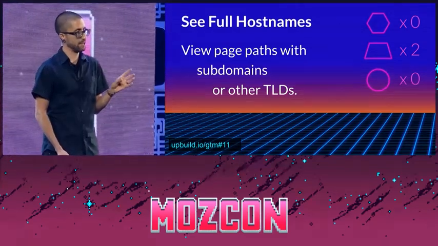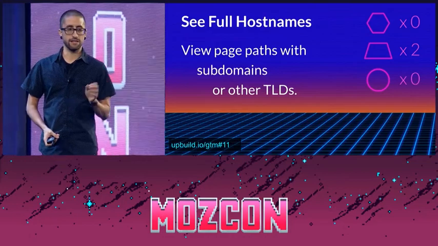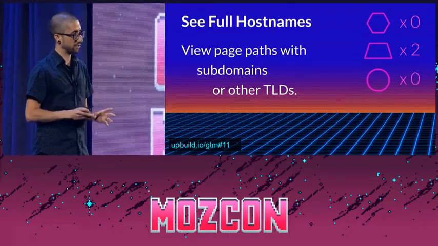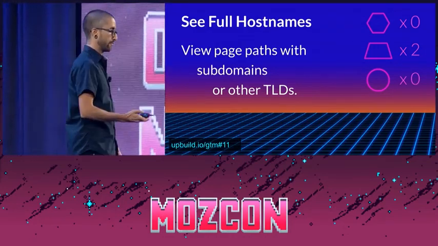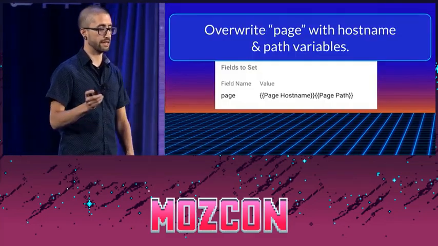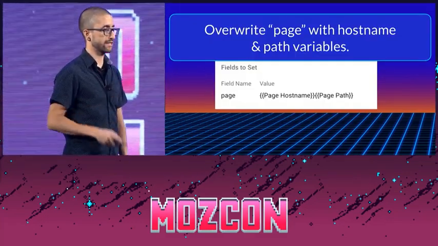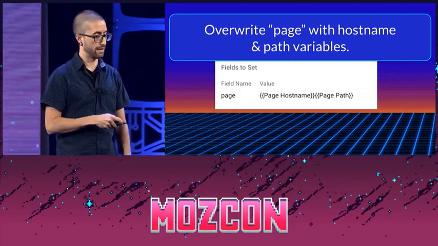So you'll actually see www.moz.com/about and dev.moz.com/about. See that unique traffic broken out properly. And basically all you have to do is overwrite the page path when you're sending data into Google Analytics via Google Tag Manager.